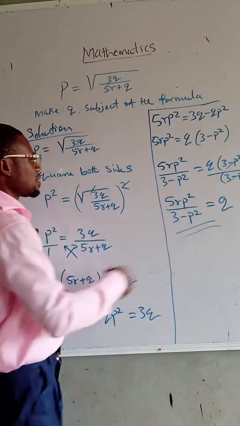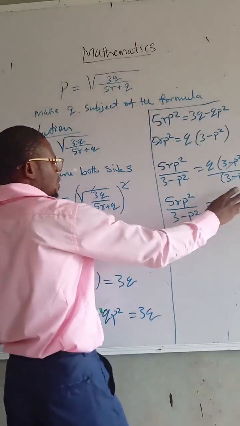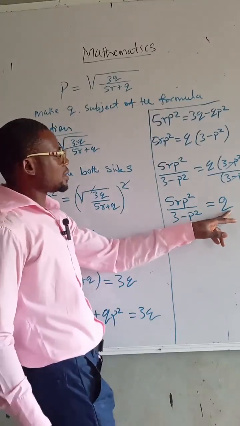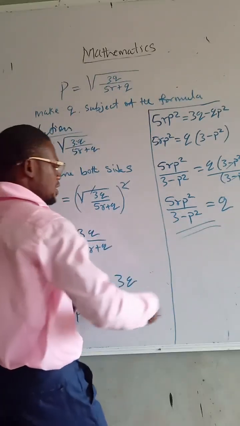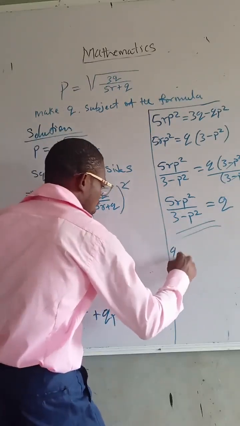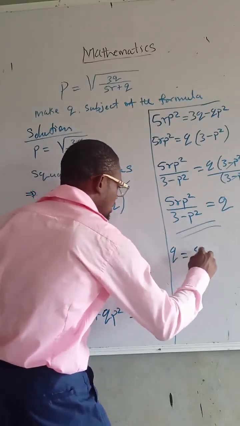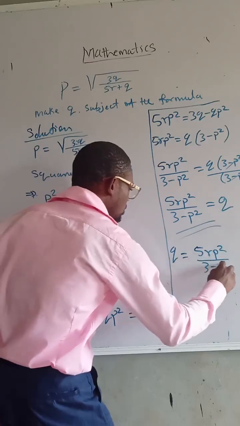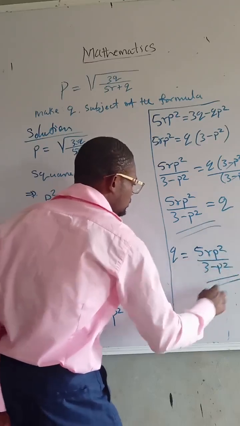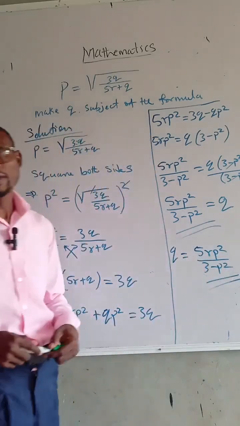You can either leave your q on the right hand side or leave it on the left hand side. Still the same thing. Like this, you can also write q to be 5rp squared over 3 minus p squared. So there's no crime in that.